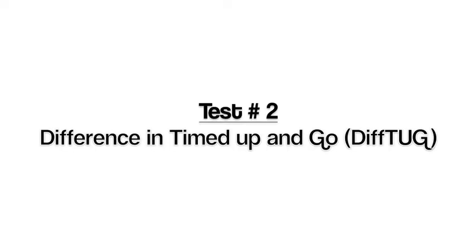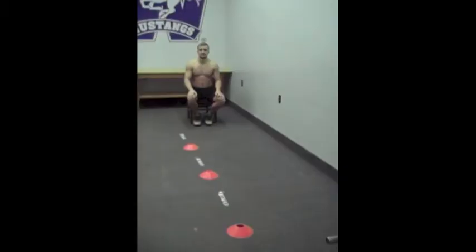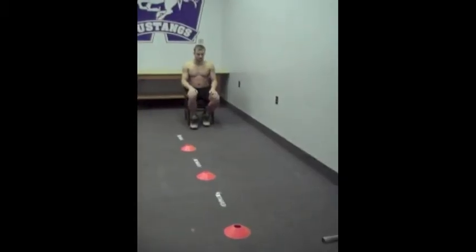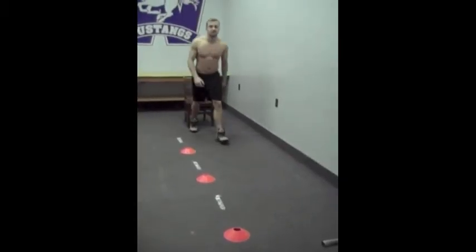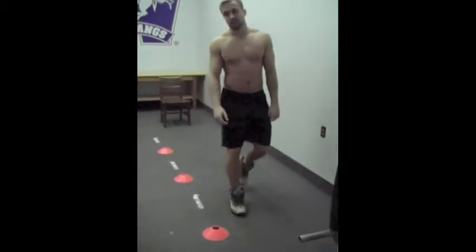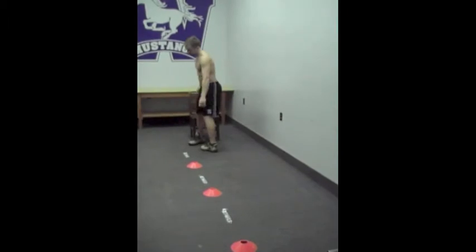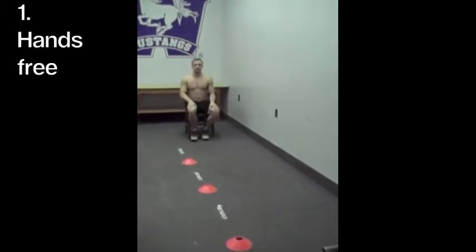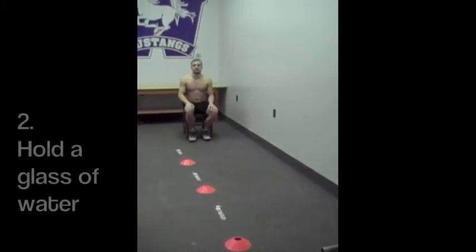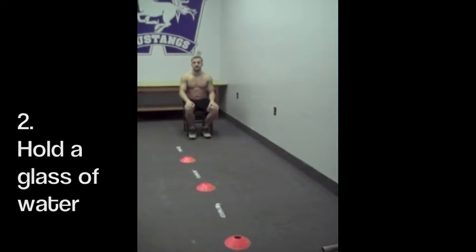Test number 2 is the difference in timed up and go. This test requires the resident to rise from their chair, walk 3 meters, turn around and walk back. This is a 2-part test. The first part requires the resident to be hands-free. The second part requires the resident to hold a glass of water.